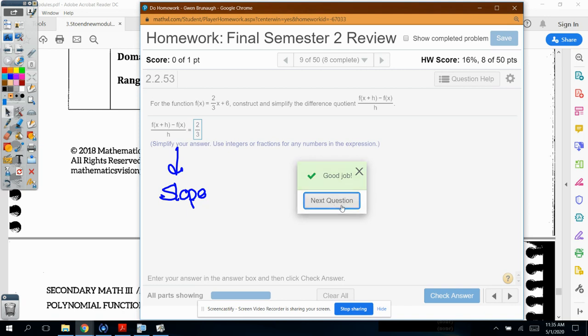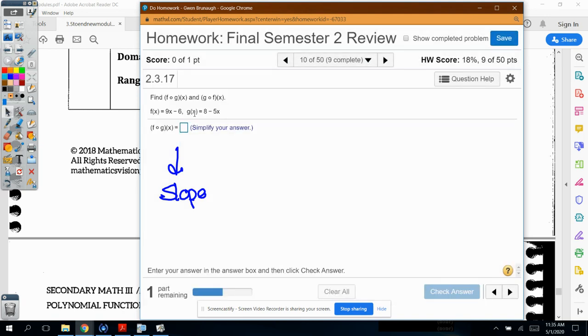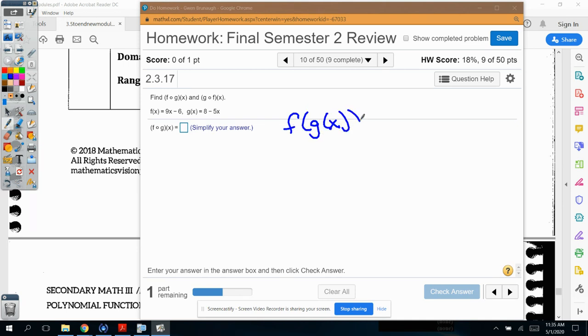All right. This one, f of g of x. You are going to take g and plug it into f. So you're going to take f of g of x, means take g and put it into f. So I'm going to take f of 8 minus 5x, which means go to function f. Here it is. Take out the x and put in the 8 minus 5x.